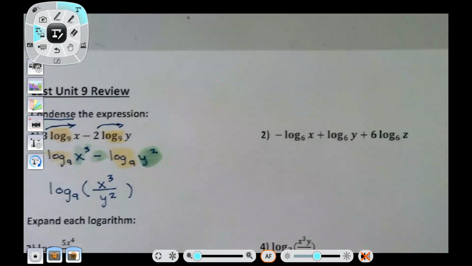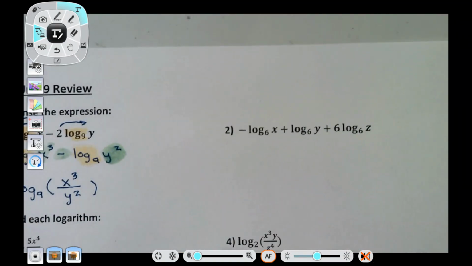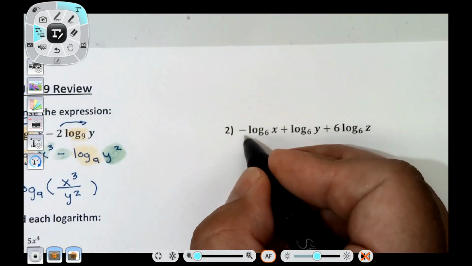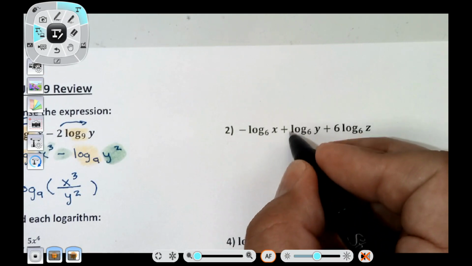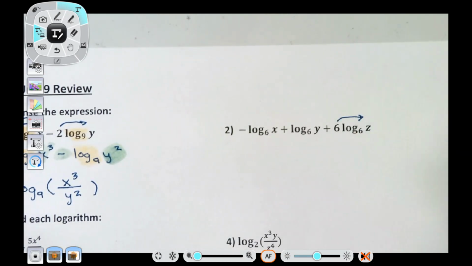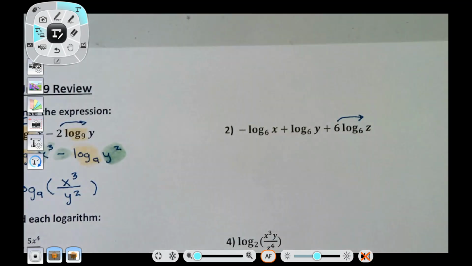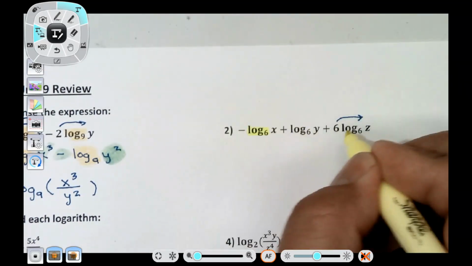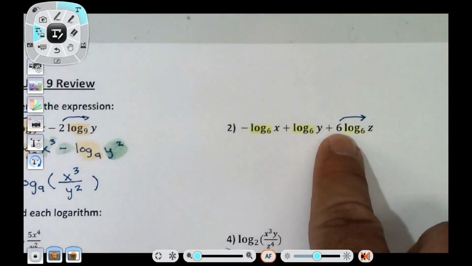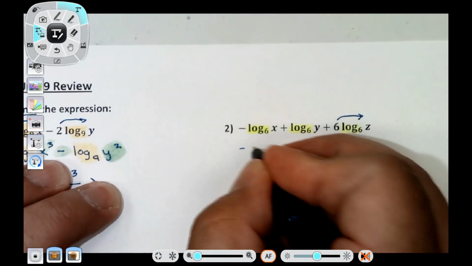For instance, look at number 2 now. Number 2 is very similar. Now, it does have a negative, but there's no other numbers, just a negative 1. This one has a 1 in front, so it's okay. But there we go, look. We have a 6. I have to send it back up to the top. Right now, yes, they all say log base 6, but I cannot turn it into a single log because of this 6. So I'm just going to write it out.